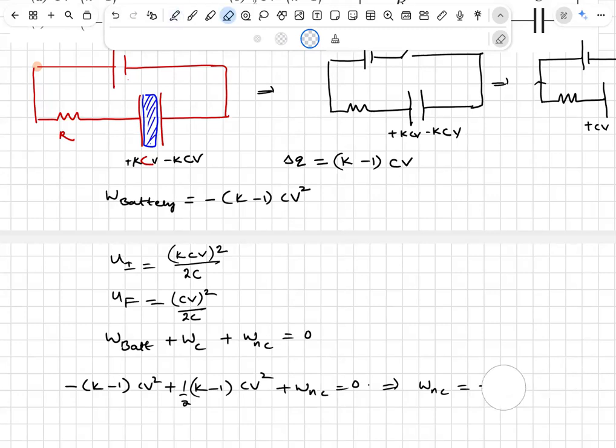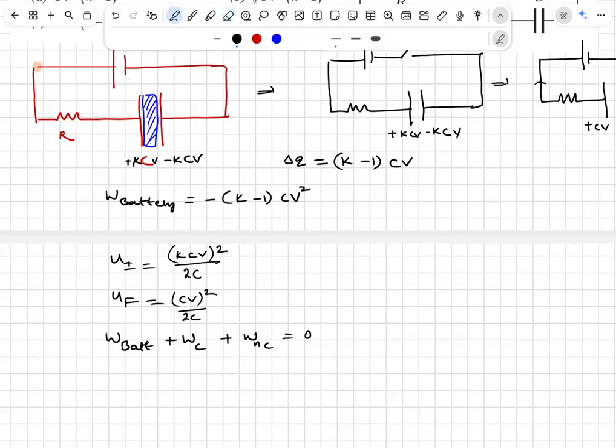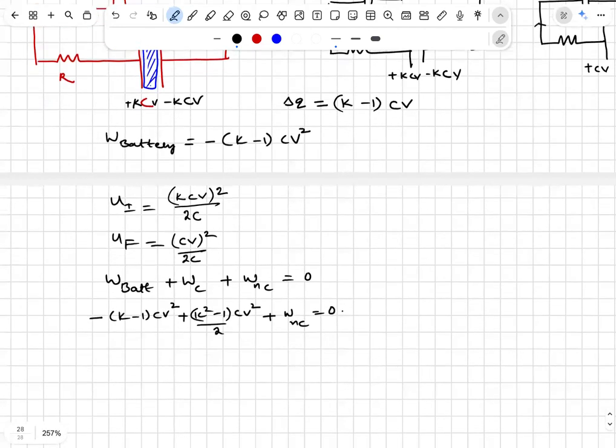Till this point, fine, everything is clear. So what is happening is the work done by battery part is minus (K minus 1) CV square. And work done by U initial minus U final, which is (K square minus 1) by 2 times CV square. And rest work done by non-conservative force is equal to 0.